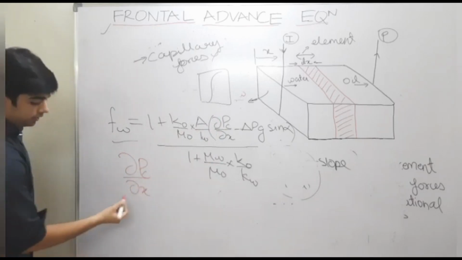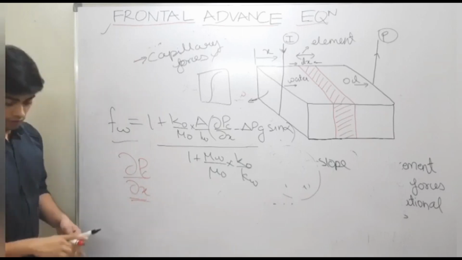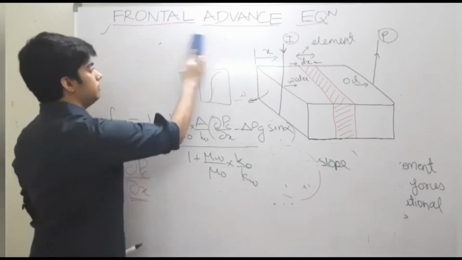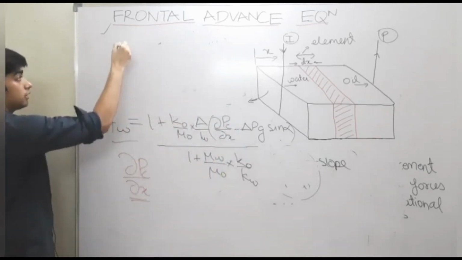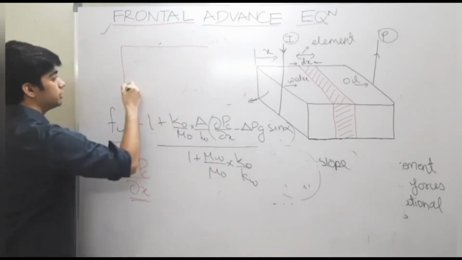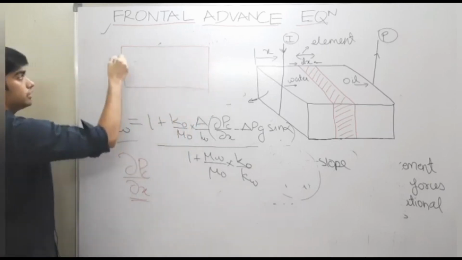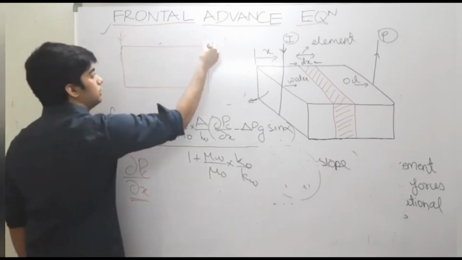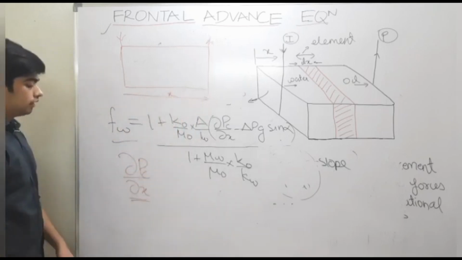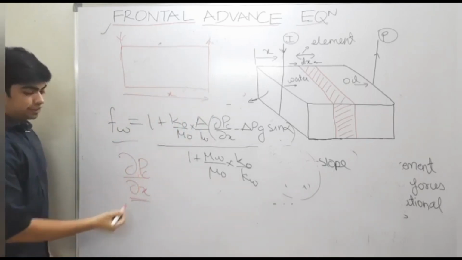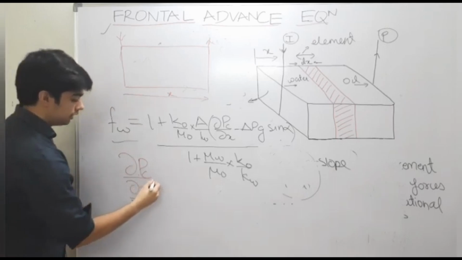So capillary pressure is changing with x, and let me draw one more diagram. In order to visualize this change, we'll consider this as our reservoir. This is your injection well, this is your producer part, and this is how your x is varying. Now what it is saying is that capillary pressure is changing with x. And how is that possible?